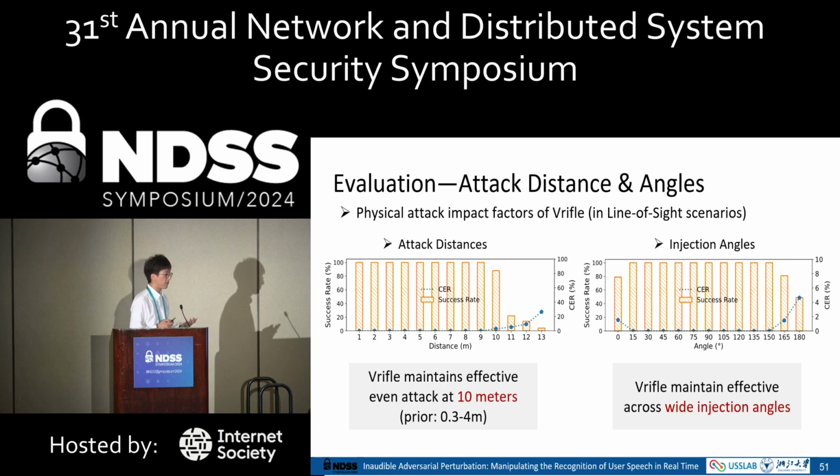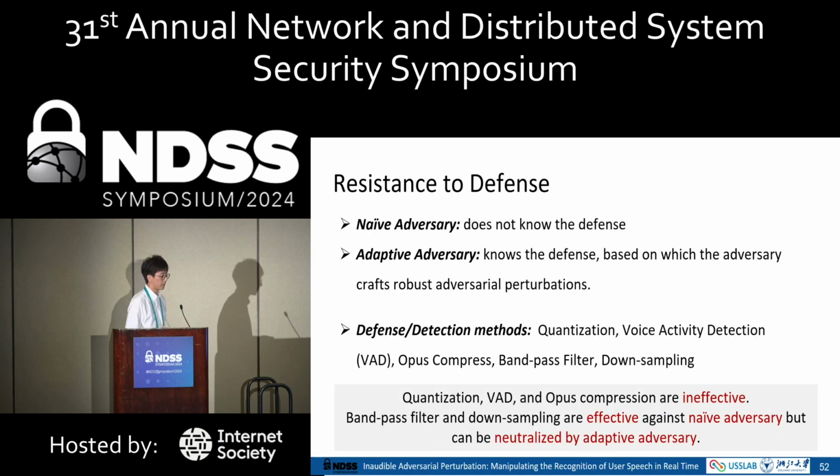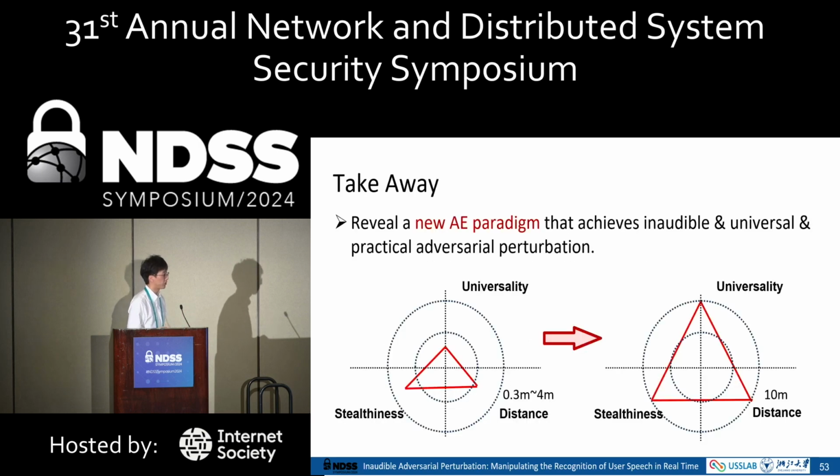We also find that VRIFLE can maintain effective attack at 10 meters away from the victim device, and it also supports wide injection angle attacks. As for the resistance to defense, we observe that quantization, VAD, and OPUS compression are ineffective. Although bandpass filter and downsampling are effective against a naive adversary, they can be neutralized by our adaptive adversary.